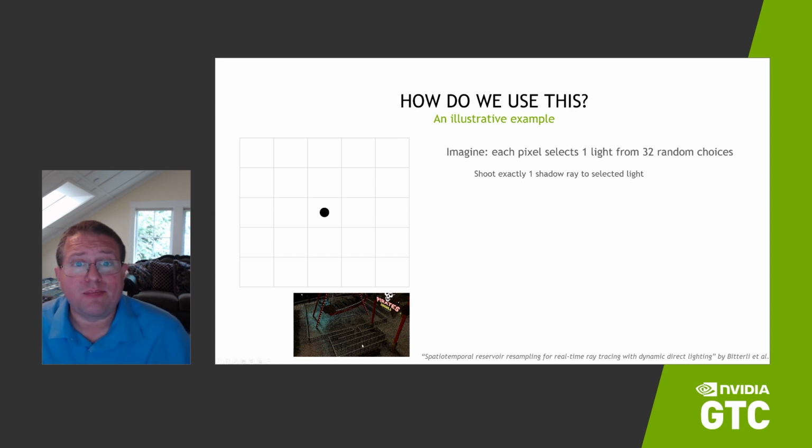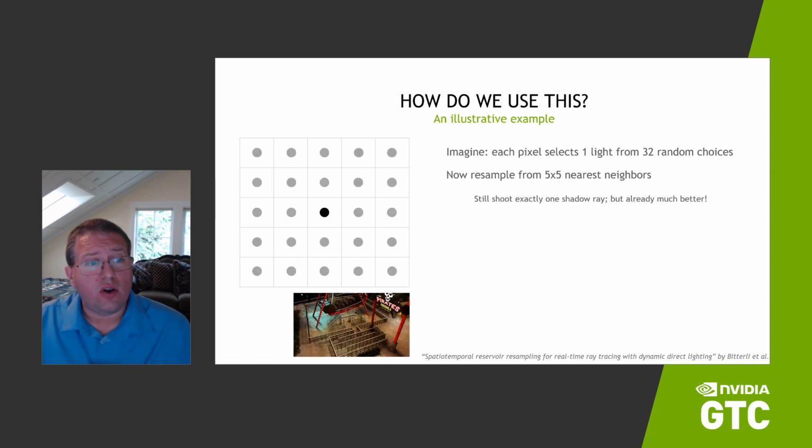Not particularly great. However, we also know that the nearby neighbors in our image are also doing the same process. They're finding lights that might be useful for them, and if they're useful at adjacent pixels, they might be useful for us. So we can take some of the nearby samples and apply resampling again to help us improve the quality. And that looks like this. In this image here, just like the last one, I was shooting exactly one shadow ray per pixel, but now this looks significantly better.